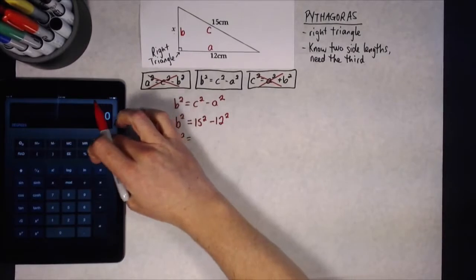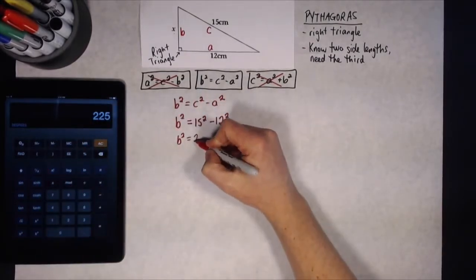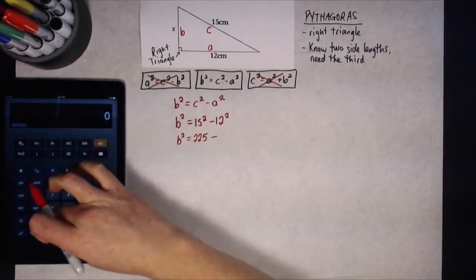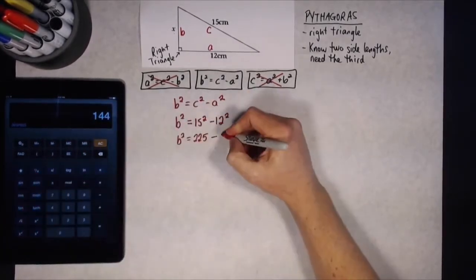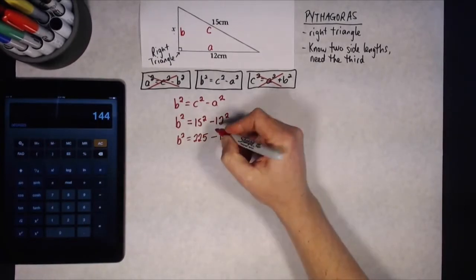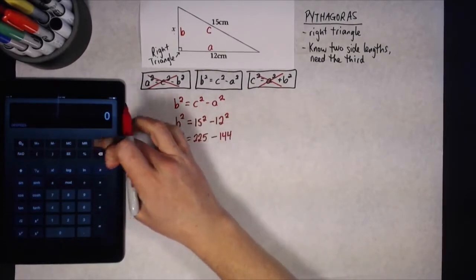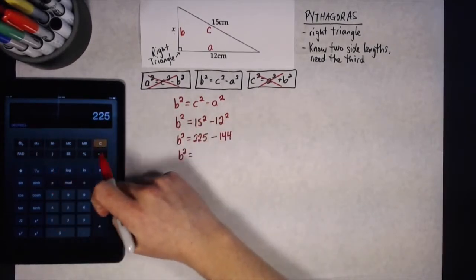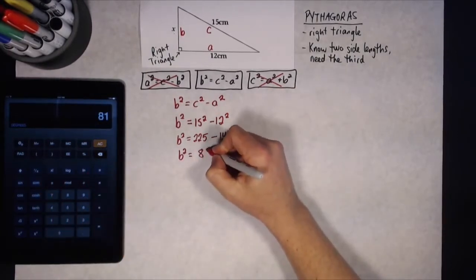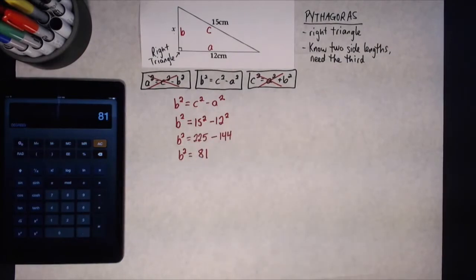15 squared, I need to apply that exponent, so 15 squared is equal to 225, minus 12 squared, 12 to the power of 2 is 144. Now I'll combine those two values, so b squared is equal to 225 minus 144. That leaves me with 81. And that's the value for b squared, not for b, which is what I'm really looking for.